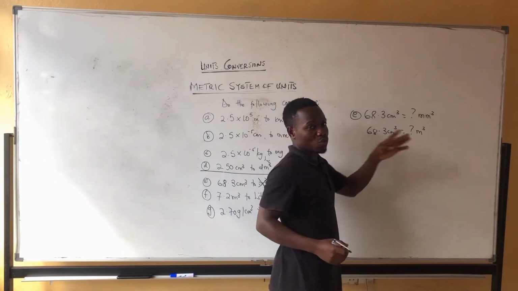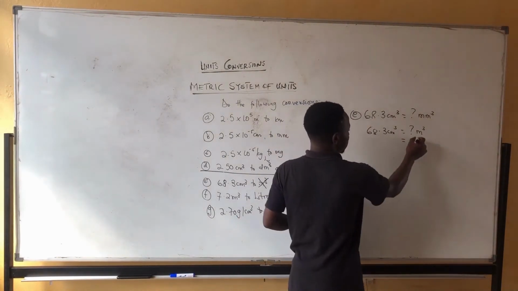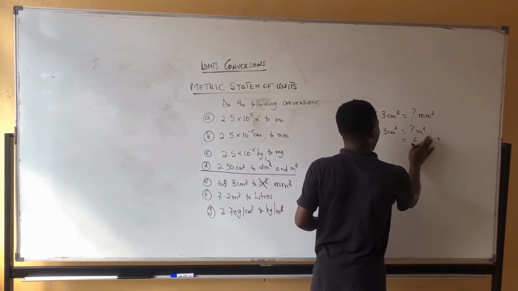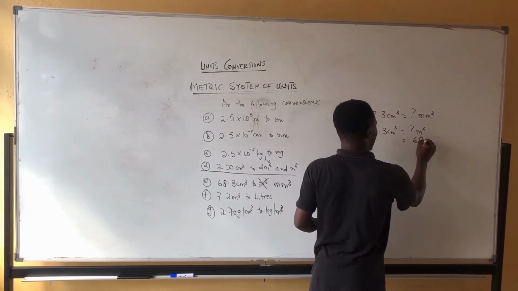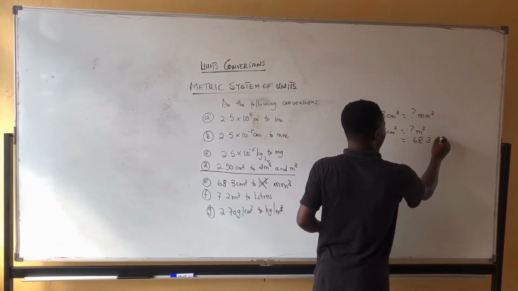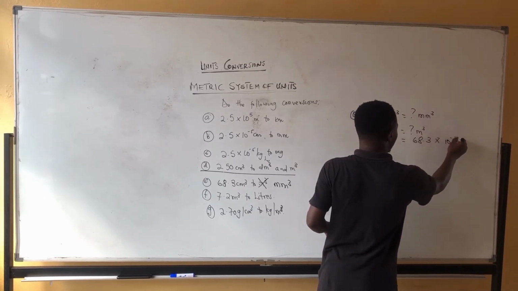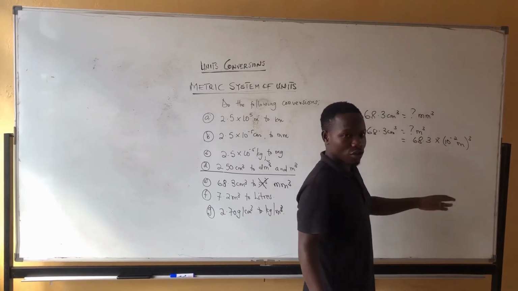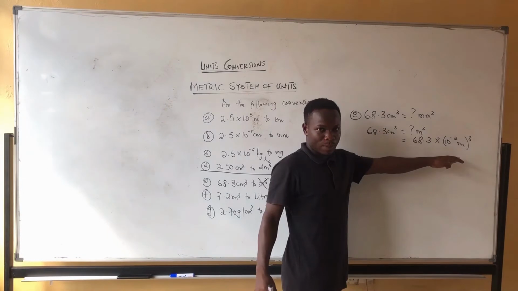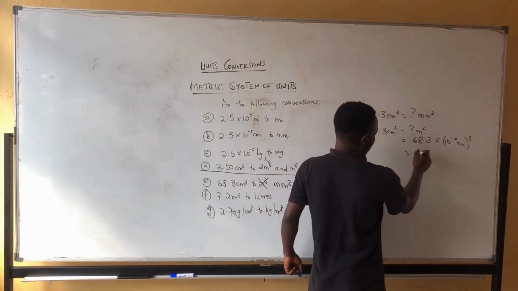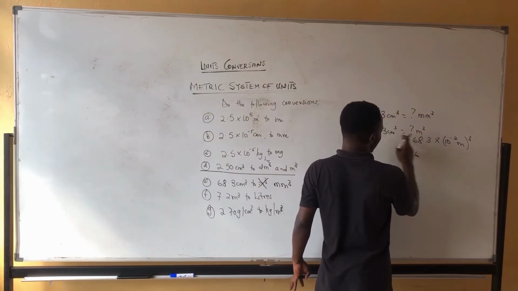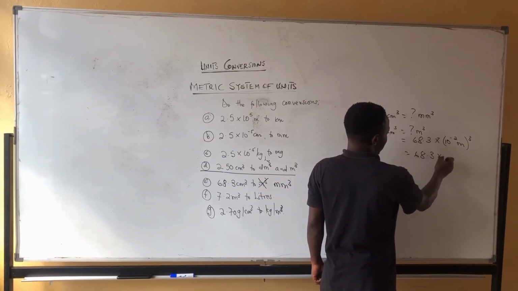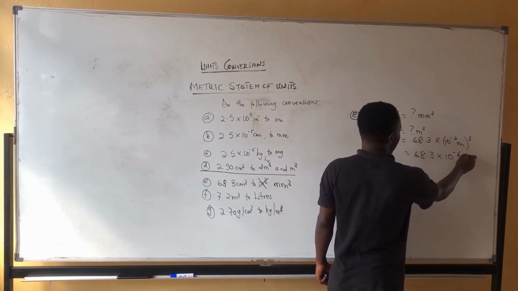Mere substitution will suffice for this. So 68.3 times 10 to the power negative 2 meter cube. You see, I'm doing a substitution, straightforward. With practice, you get better at doing this. So this is the same as 10 to the power negative 2 meter, all cubed. So I have 68.3 times 10 to the power negative 6 meter cube.